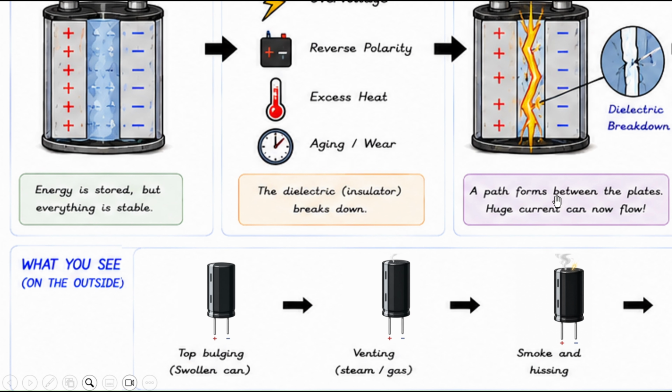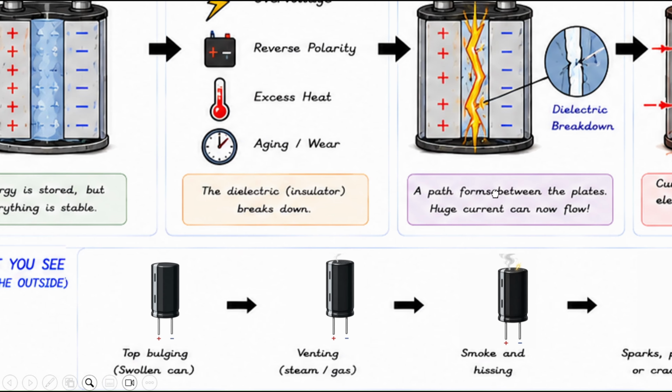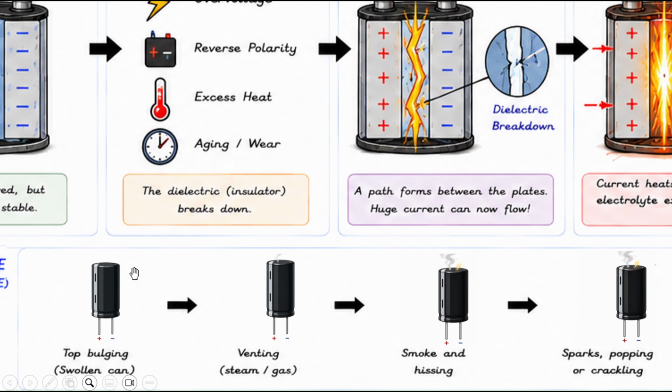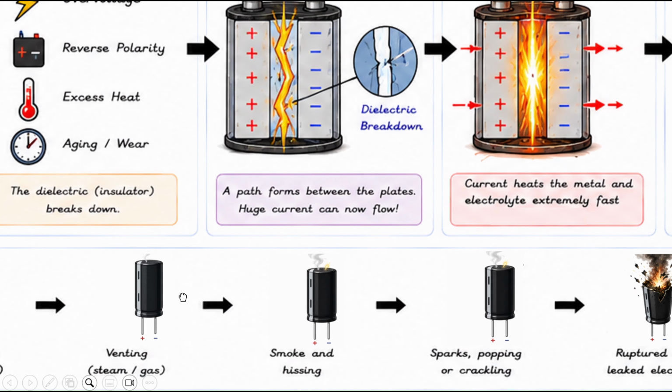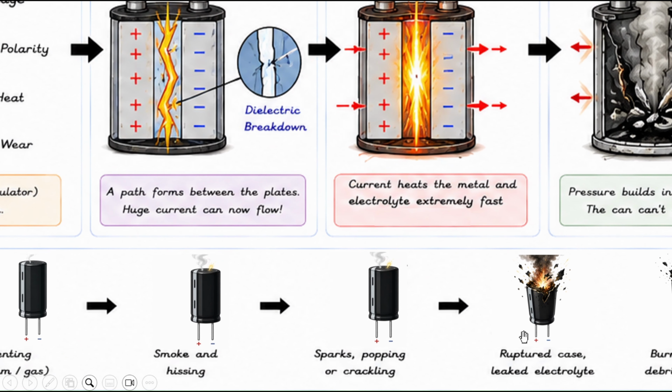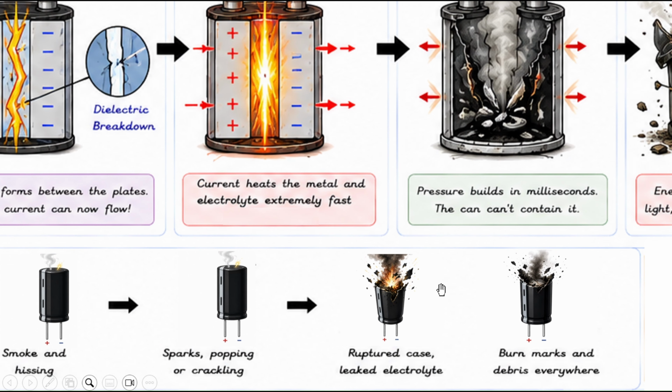So we saw what happens on the inside, and typically on the outside, what would happen is initially there will be bulging happening slowly on the capacitor. Then a little steam might come out, and then it will instantly rupture, as shown here. And as I said, in some cases, it will even light up, and there will be a fire.